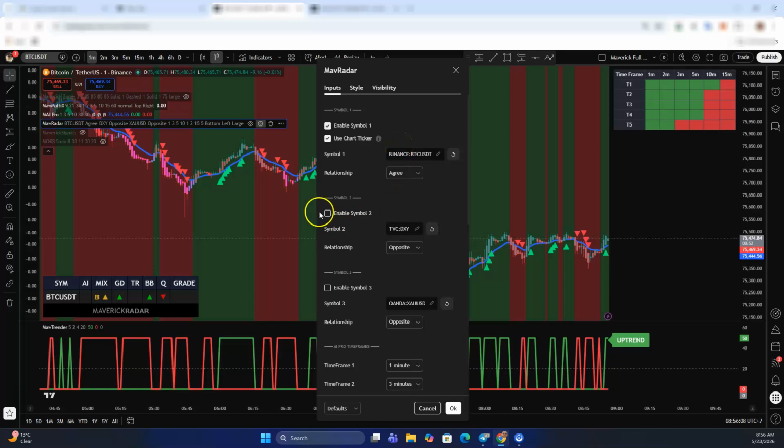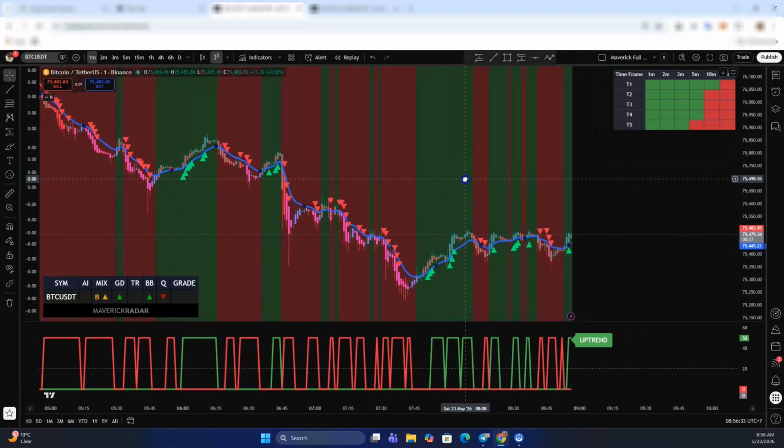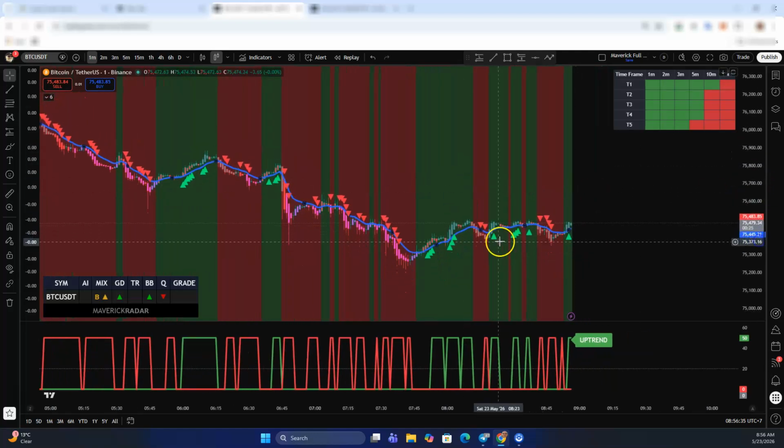Then I turned off this one here. These are for XAU and gold. It's correlated with the US dollar. When the US dollar goes up, gold goes down and vice versa. I'm just doing Bitcoin, so I just want the one indicator radar there. Right, click on that. This is Bitcoin. So now I want to know, where is it going today?